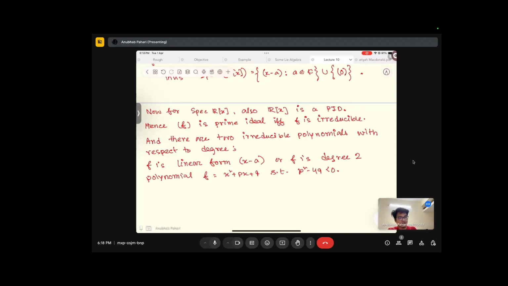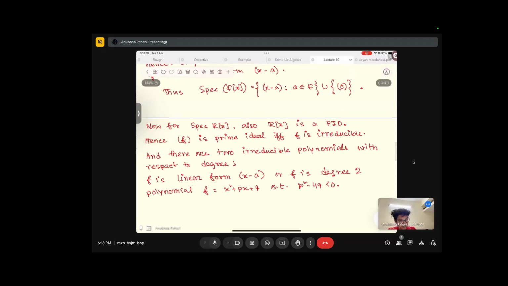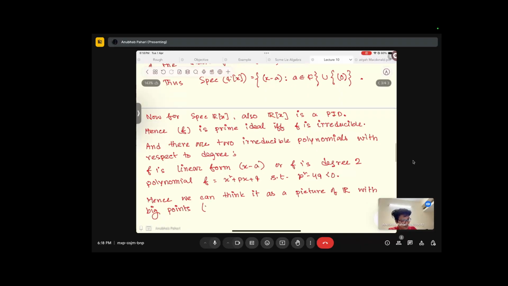I'm saying that of degree 3 or bigger than degree 3. Hence, we can think of it as a picture of R with big points 0 and PQ, R2, P squared minus 4Q less than 0.